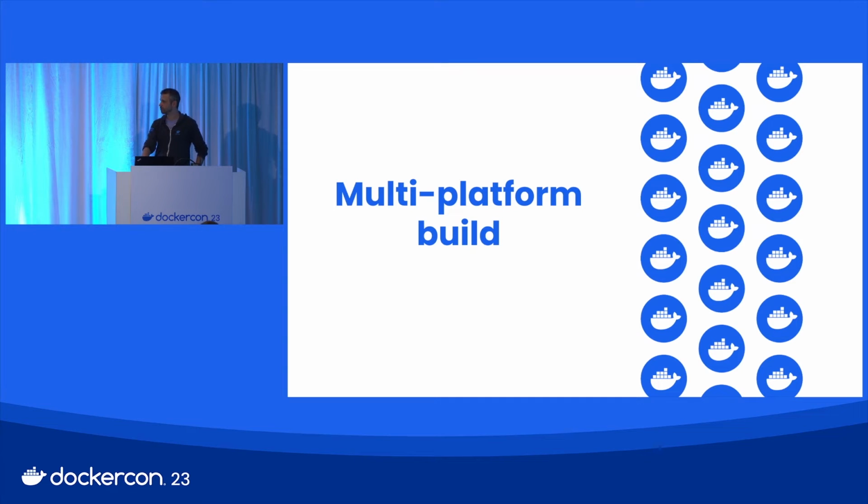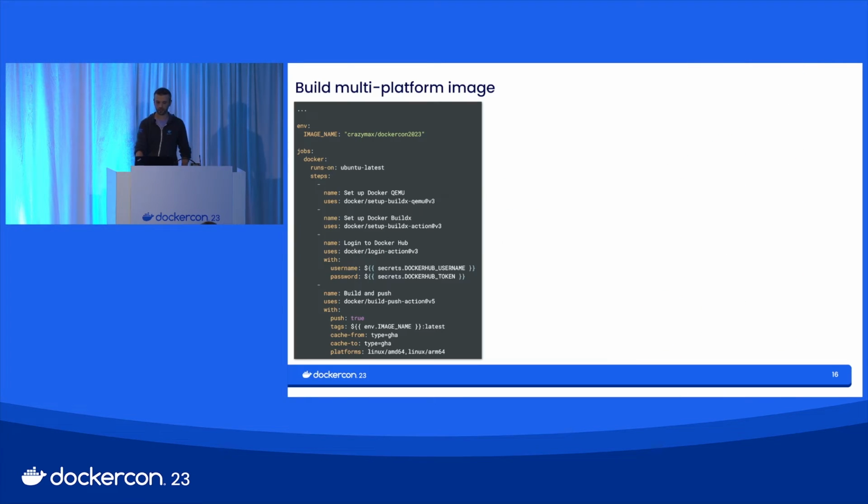So now let's talk a bit about multi-platform build. As you know, Docker images support multi-platforms, which means a single image can contain multiple variants on multiple platforms and OS. And this is a popular trend, specifically on CI. So this is something we want to show today.